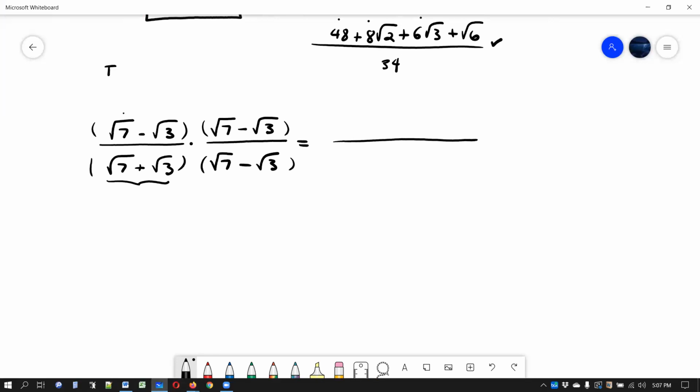Numerator, I am going to FOIL both. Radical 7 times radical 7 is radical 49. Radical 7 times minus radical 3, minus radical 21. Minus radical 3 times radical 7, minus radical 21. Minus radical 3 times minus radical 3, plus radical 9.